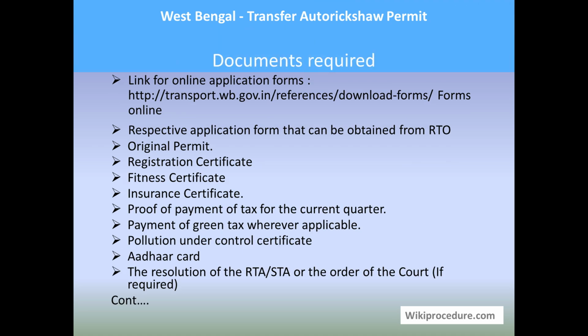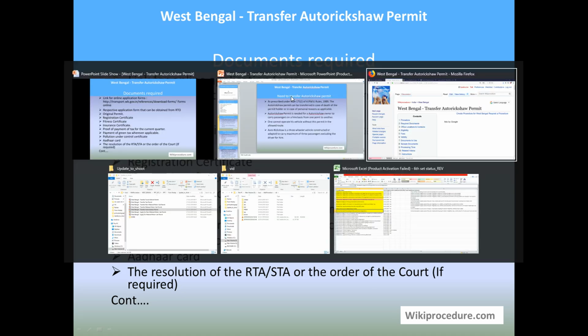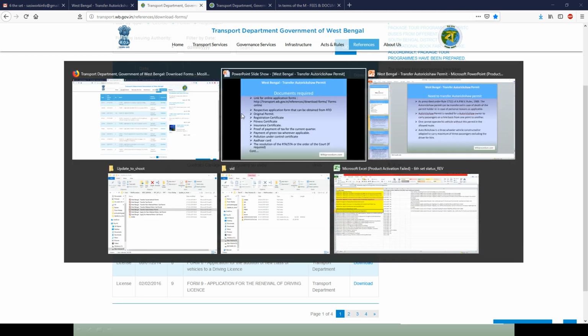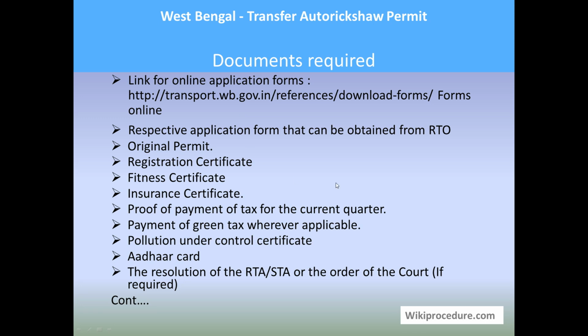Let us see the documents required for this procedure. You can download the application form from the link provided here. This will give access to the forms related page of the West Bengal State Portal. The respective application form can also be obtained directly from the RTO office.